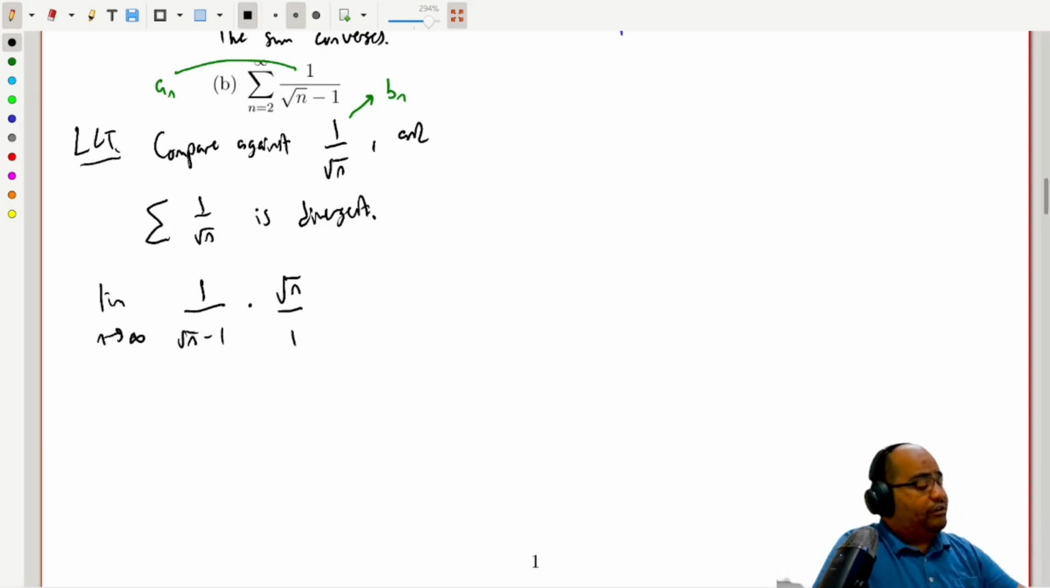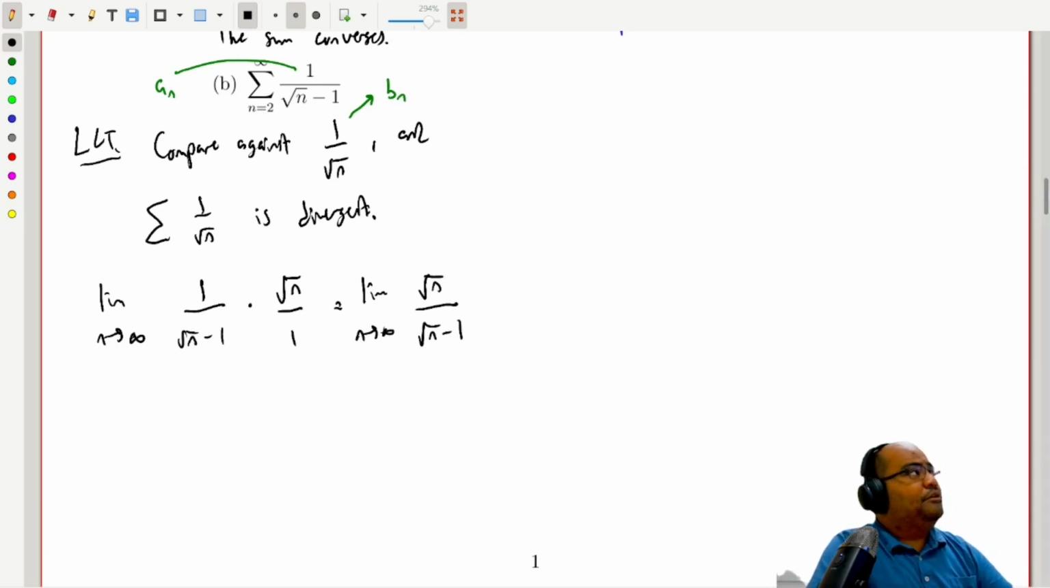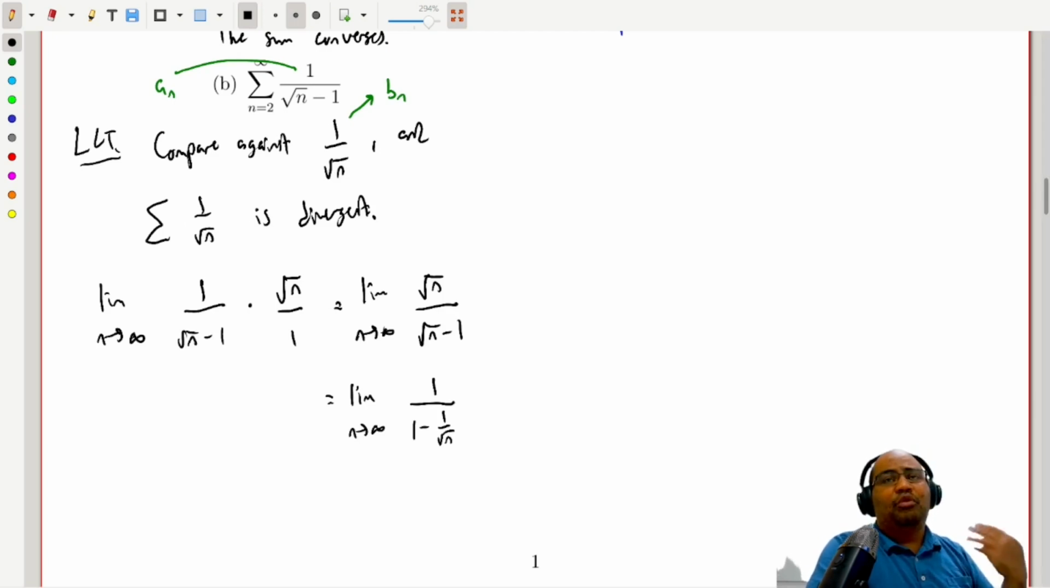Once again, we multiply the fractions: square root of n over square root of n minus 1. Now you can divide out by the dominating term in both top and bottom. If I do that, we'll get 1 over 1 minus 1 over square root of n. Now think about it: as n gets large, 1 over square root of n goes to 0. So that whole thing in the denominator goes to 1, and our whole fraction goes to 1.